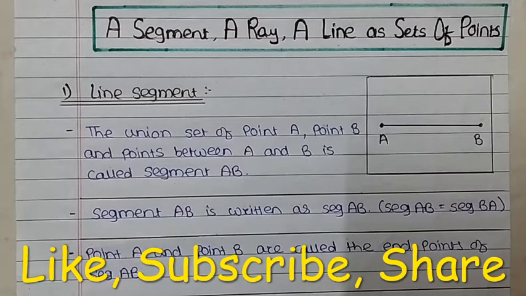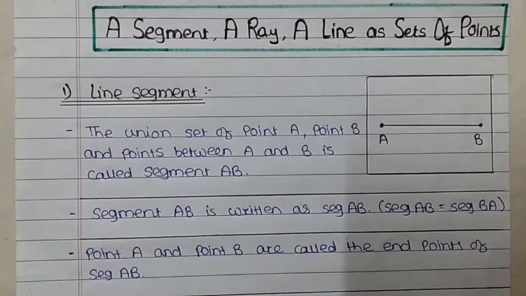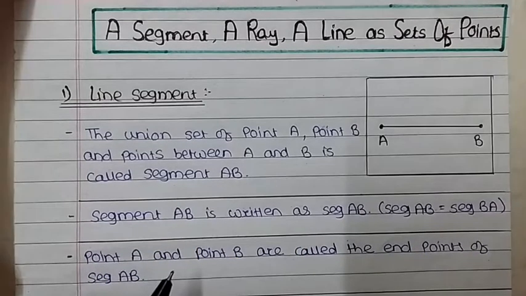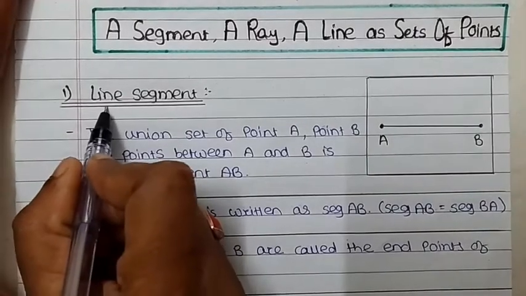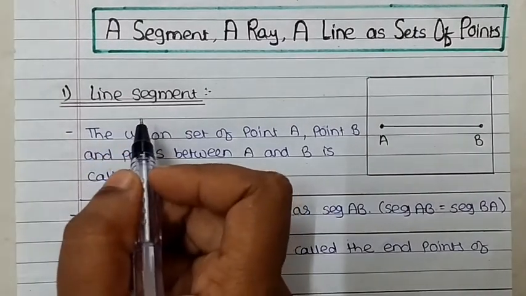We had already learned what is meant by sets and how to write the sets and what are the operations performed on the sets. Okay, so based on this we have to discuss some basic concepts related to geometry. Correct. So the first concept is what? Line segment. So what is meant by the line segment?